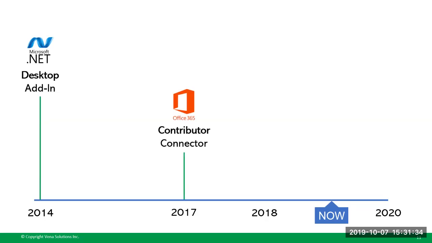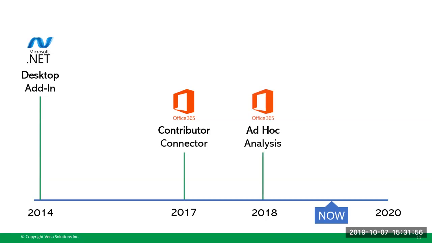Next, in 2017, we saw the need for contributors. So this is a smaller user type. They're just using what is made in the desktop add-in. And we really needed to support their ability to use Mac and Office Online. So for that reason, we created our first Office 365 add-in called the Contributor Connector.